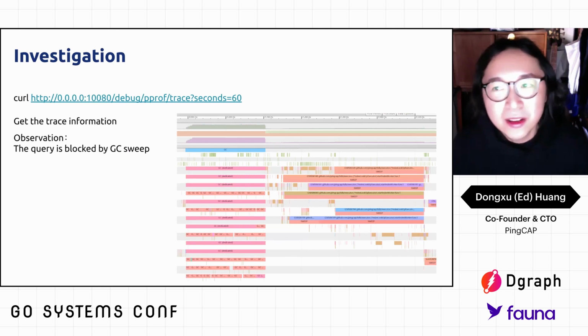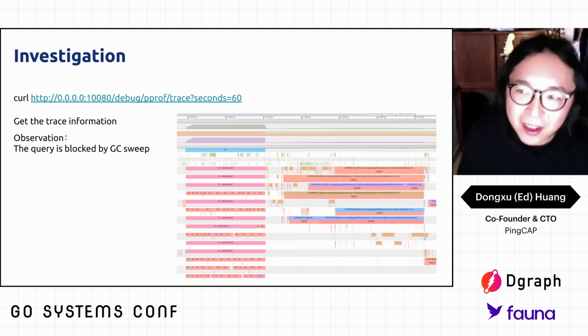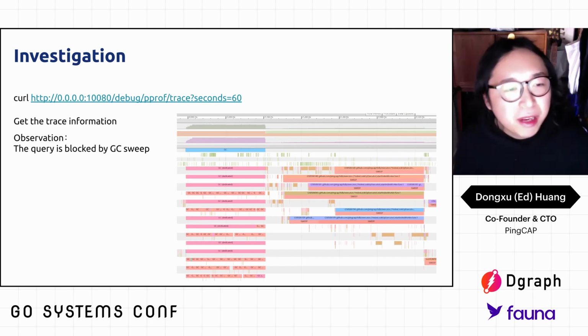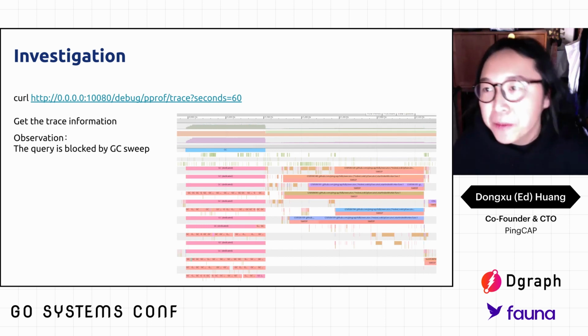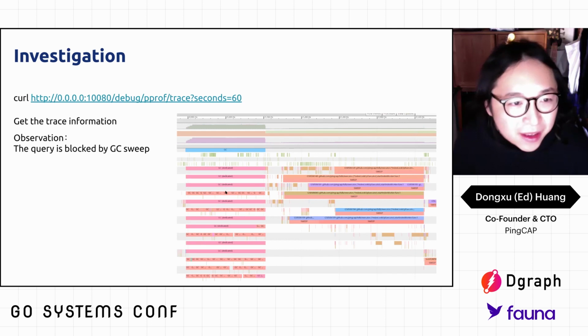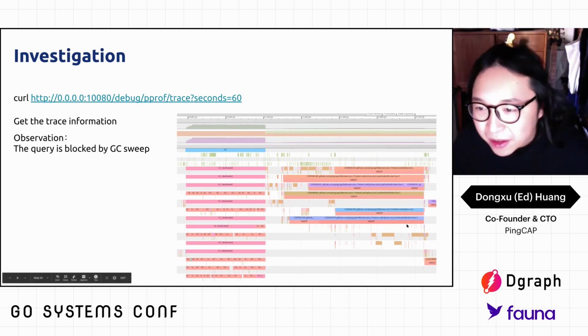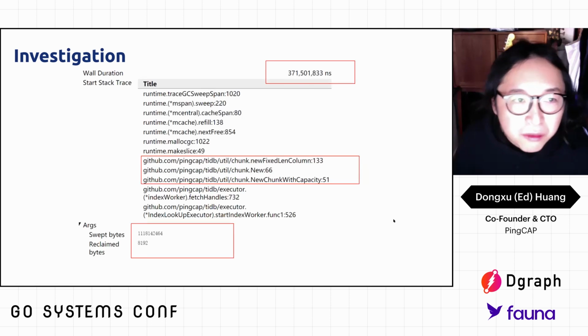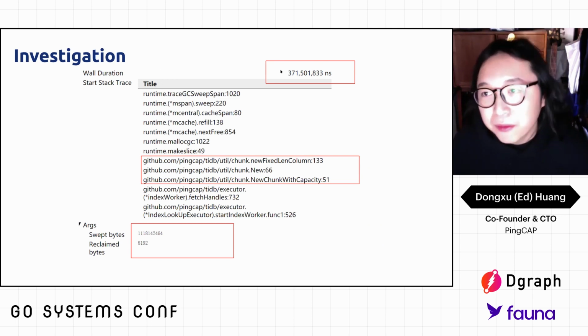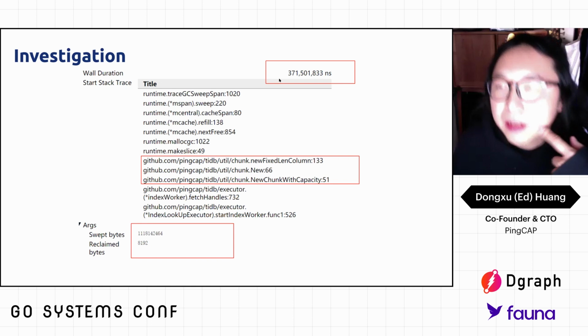So just like other Gophers do, we use pprof to do the investigation. We get the trace information from pprof, and we can see that the query is blocked by the GC sweep. You can see the sweep here. We take a look at the call stack, and we found some very weird scenarios.